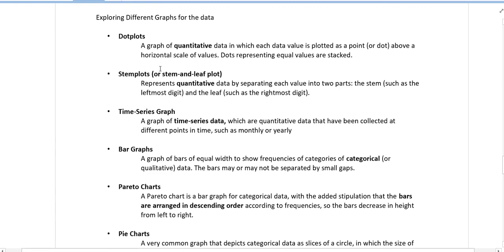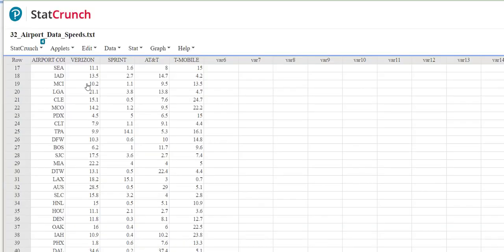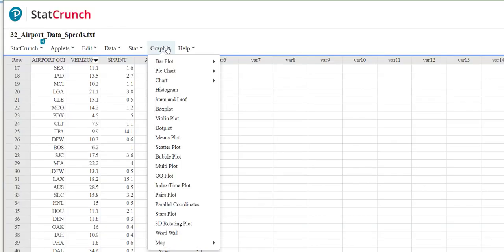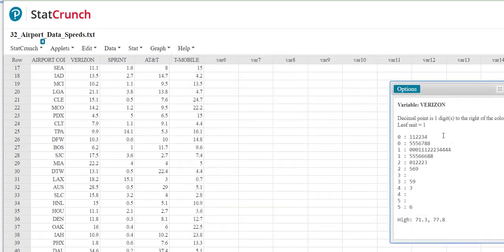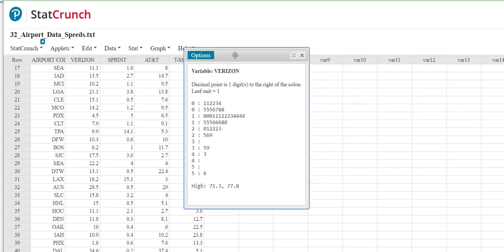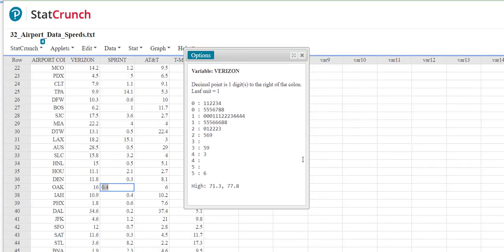The stem and leaf plots are not that intuitive. So let's go to StatCrunch and I can show you what I mean by that. So for example, if I go to graph and I want a stem and leaf plot, and we're going to do it for Verizon, and just compute. So here's our stem plot. As you can see, it's not that intuitive to see what the data looks like. Like where is the point 10.3 on this?